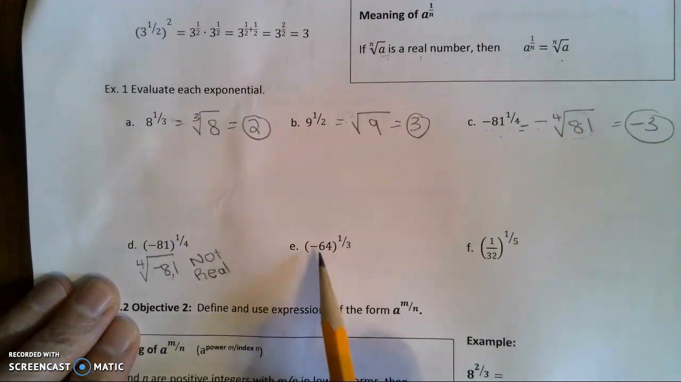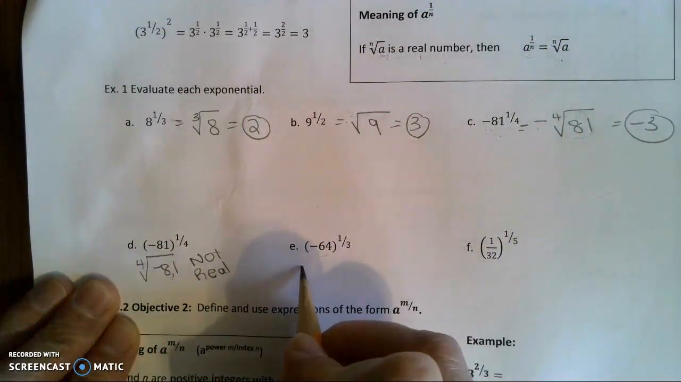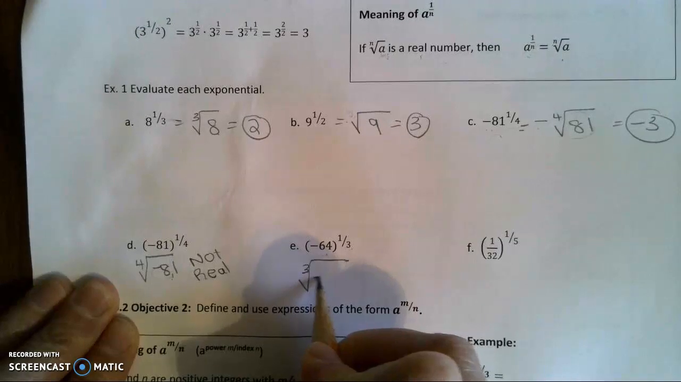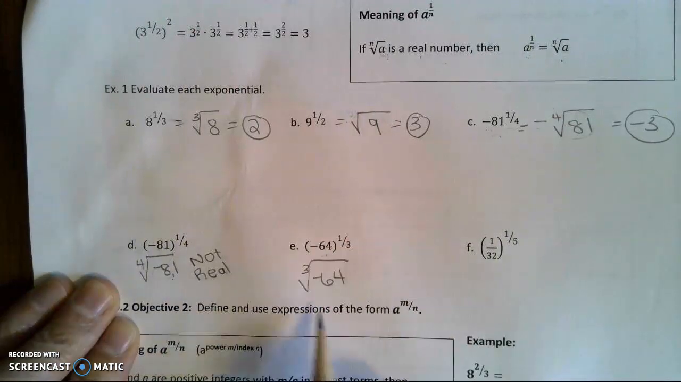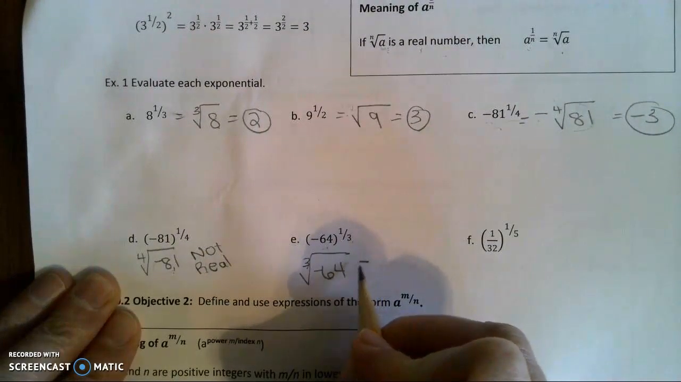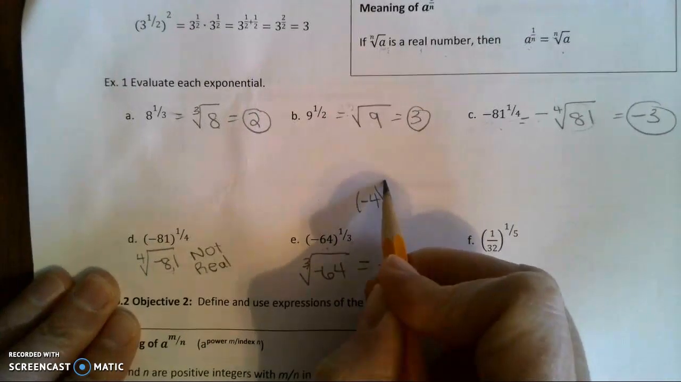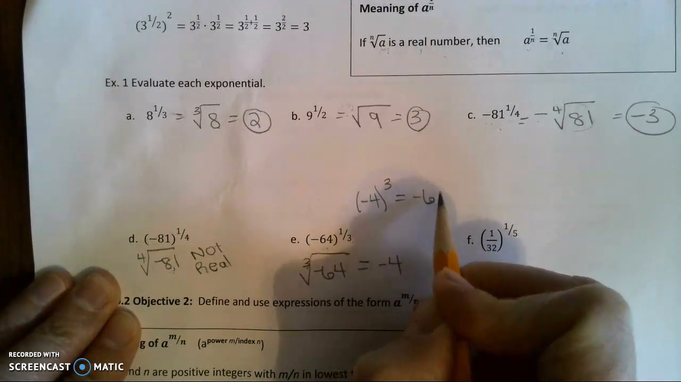Okay, here's another example. Again, it has parentheses, so I'm going to put the cube root of negative 64. This time the index is odd, so we can actually find it. That's equal to negative 4. And again, the reason why is because negative 4 cubed is equal to negative 64.